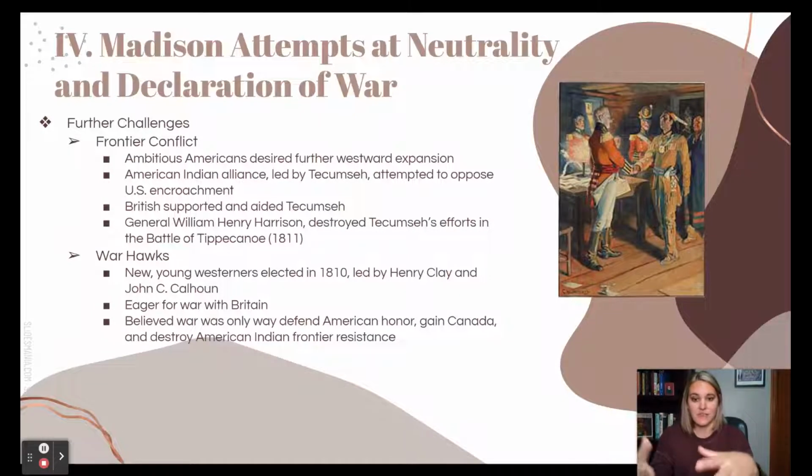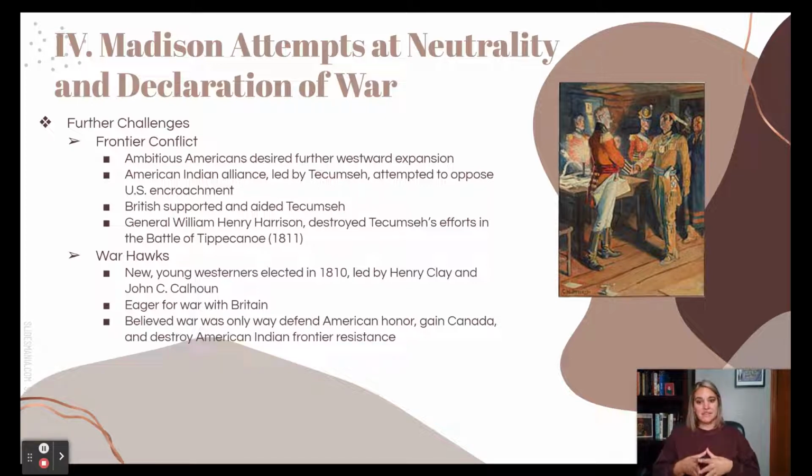further stealing native lands. So what happens is the British end up actually supporting and aiding Tecumseh in his resistance to U.S. efforts at expansion. And General William Henry Harrison, a future president, ends up destroying Tecumseh's efforts in the Battle of Tippecanoe. But this furthers conflict with Britain because it became apparent that Britain had been supporting American Indians.